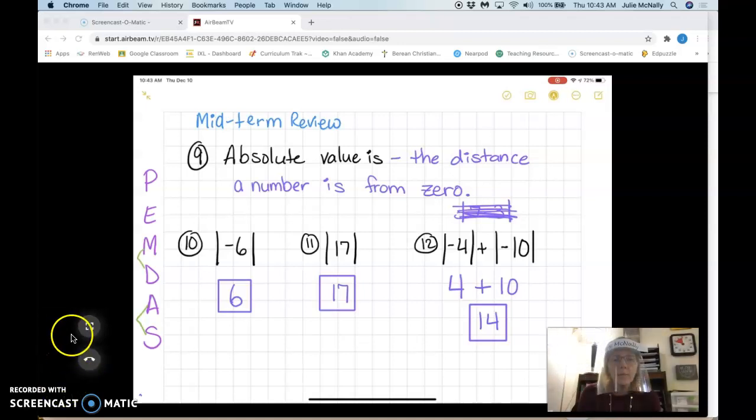Okay, and I know the absolute value bars look like the letter L or the number 1. Sorry, I had to use L's on my keyboard to make those bars. That's why they look like that. All right, copy this down.